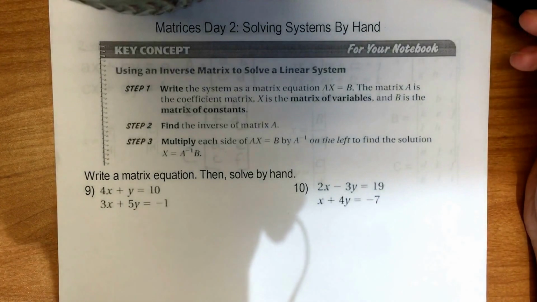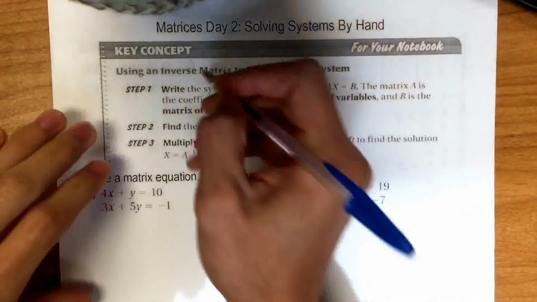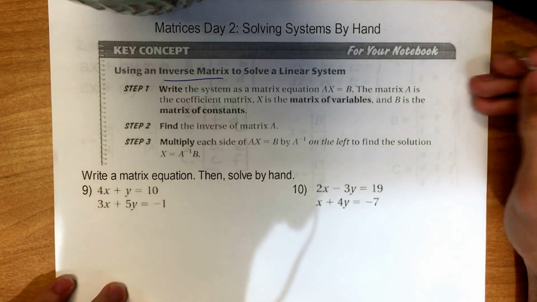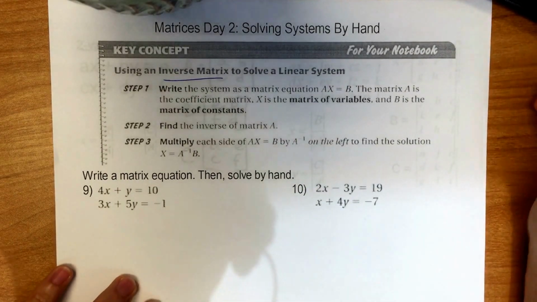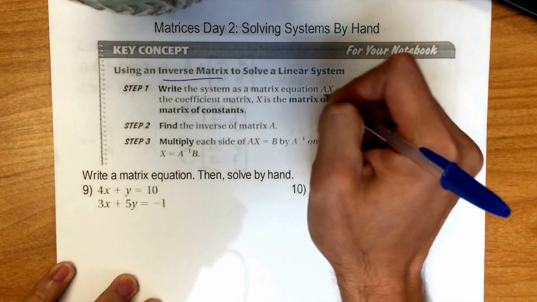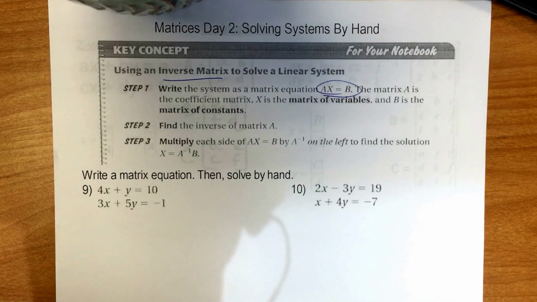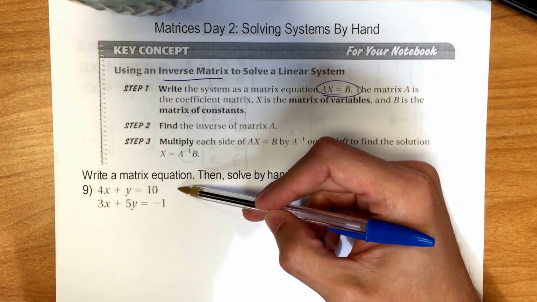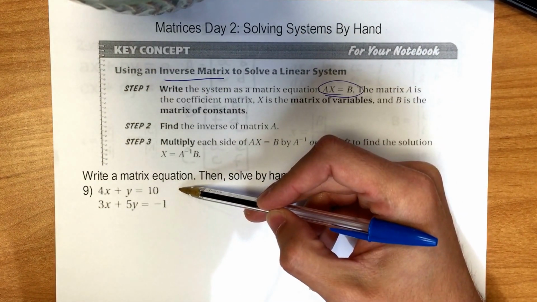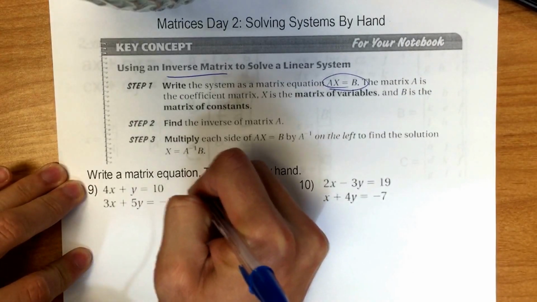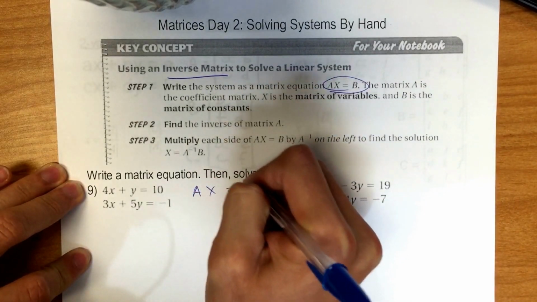So the first way that we're going to solve a system is by using an inverse matrix. The first step of the problem when you're going to use an inverse matrix is to write what's called a matrix equation. Your matrix equation looks like that, AX equals B. So what we're going to do is take this system and write it as a matrix equation as the first step. So the first step is to take and write AX equals B.